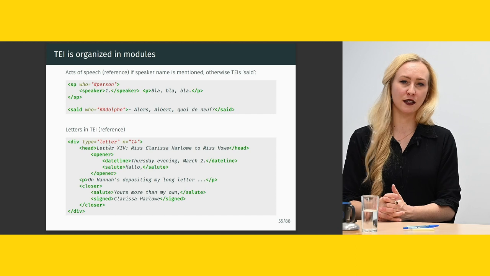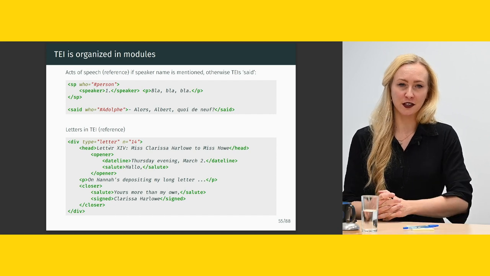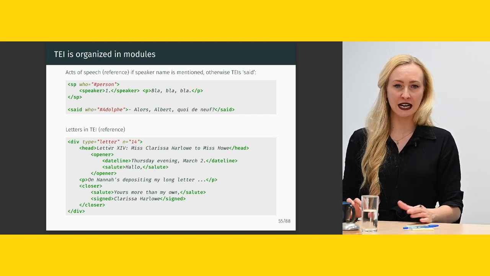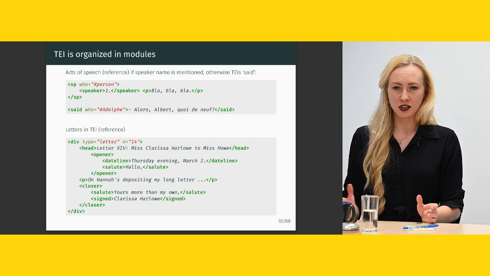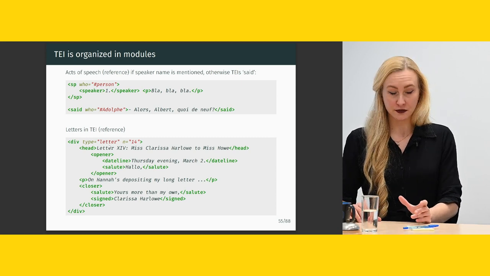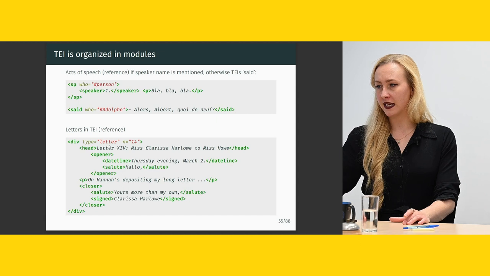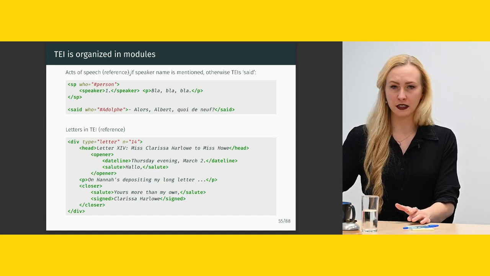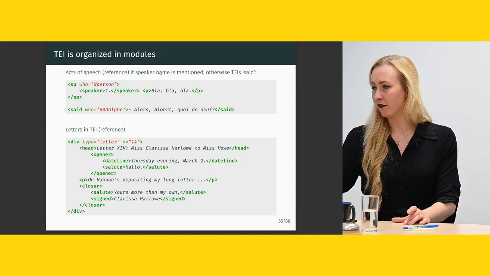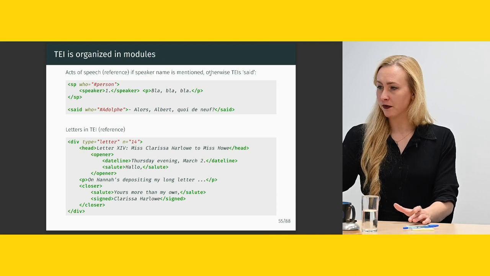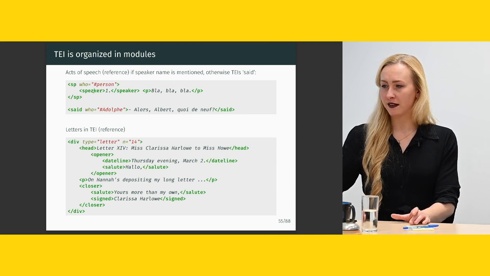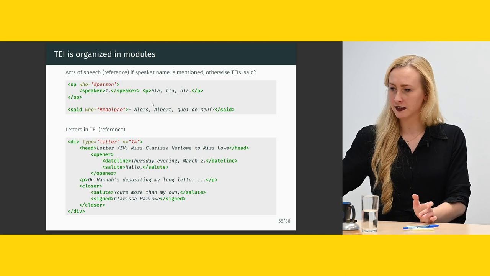Here's an example of things that we won't be using, just so you've seen a few possible uses of the TEI. It's a huge standard that offers options for all different sorts of text. In this case, this is acts of speech. I have a link behind the reference. If the speaker name is mentioned, that's SP, and then speaker, and then the text.